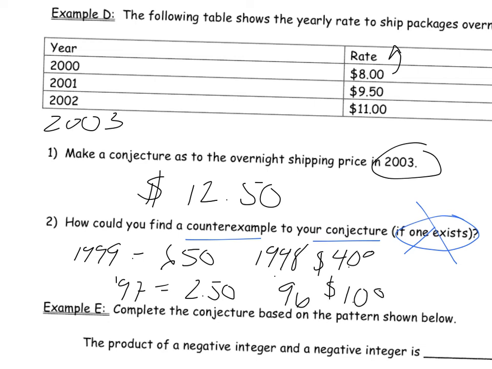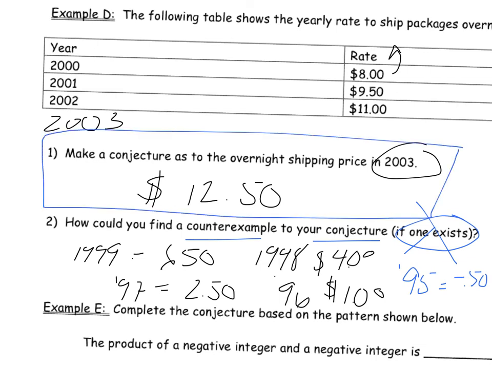Again, all of this is reasonable belief. Now the problem is that if we go back to 95, using our pattern here, in 1995, it was negative 50 cents to ship a package, meaning that they actually paid you. So it doesn't really technically work. But for this example, I think $12.50 is a good answer.